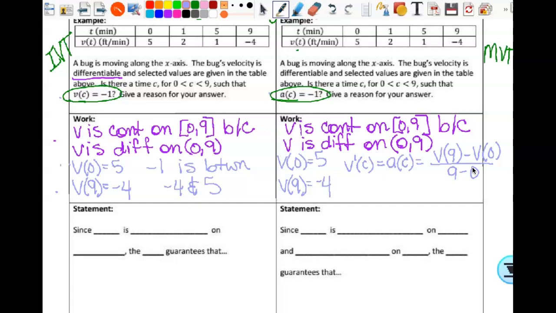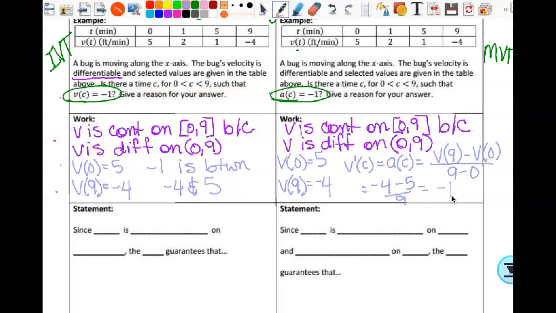What is V of 9? -4. So this is -4 minus 5 over 9, right? And then that gives me -1. Okay, everybody okay with that?